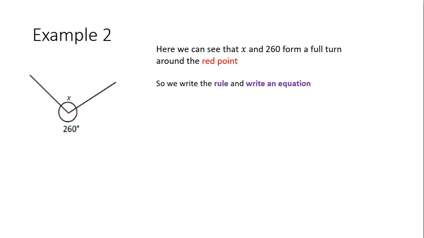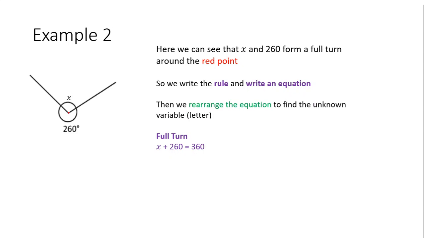The rule for this exercise will always be angles about a full turn, and the equation will always be something adds up to 360. So in this case, we've got x plus 260 equals 360. So I'm going to rearrange that equation to find out the unknown variable, find out what x is by getting it alone. So x on its own would be equal to 360 minus the 260. It was plus 260 on this side. On that side, it's minus 260.